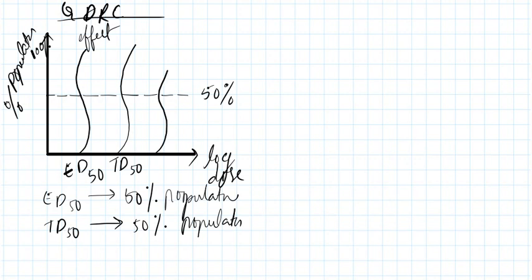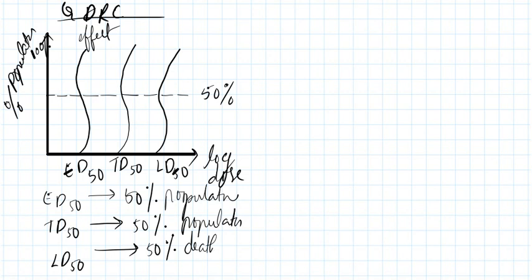Now the dose which causes 50% of deaths in animals is called lethal dose. 50% of deaths in animals. Don't write population, it will be a mass murder. So the dose required to kill 50% of animals is called lethal dose.